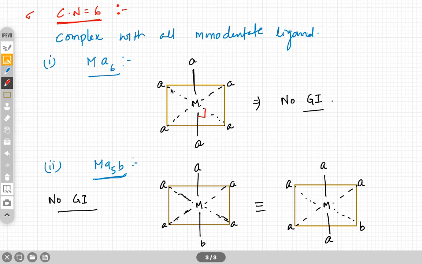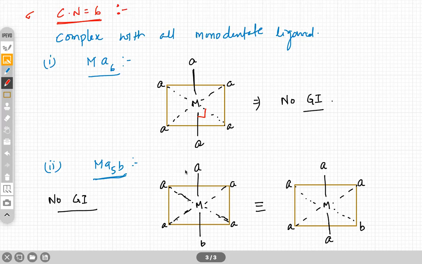You see, the square is in the plane. Imagine the screen of the computer or laptop, whatever, right? The screen is the square. So this A, one of the A, is coming towards you, and the other one is going behind the screen away from you. Like that, you can imagine tetrahedral, octahedral geometry. Are you able to imagine this?